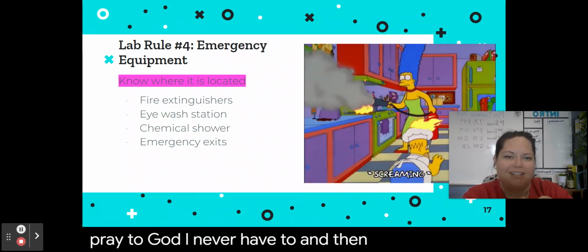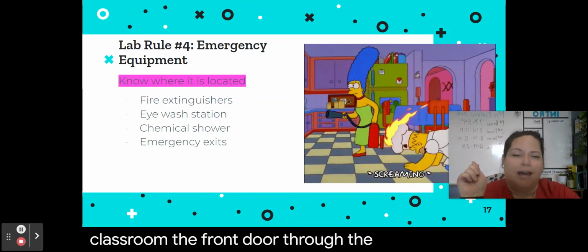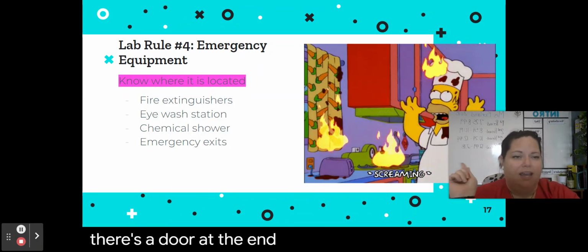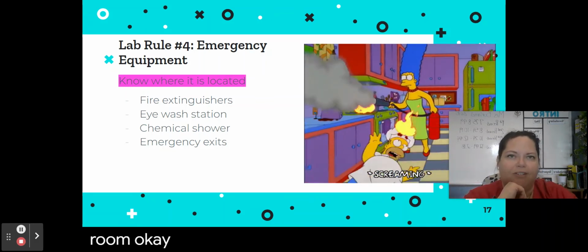And then emergency exits. We really have three ways we can get out of this classroom: the front door, through the lab prep door, because there's a door at the end, and through Miss Bennett's room. First preference is the front door.